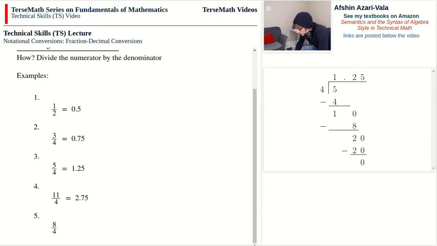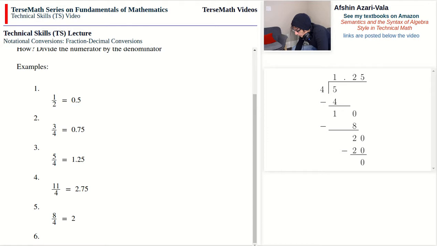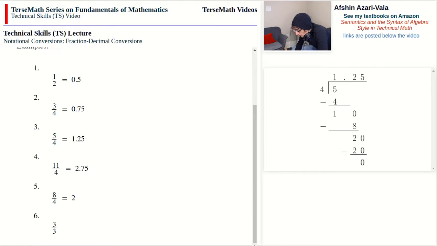Problem number 5. Sometimes there will be no decimal digits, or they will all be 0. If we try 8/4, we would divide 8 by 4, and that would give us just a 2. And of course, you may end up with 1, such as in 3/3. If we divide 3 by 3, we get 1. So these are 2 examples when you don't have to go into decimal digits, because the division ends by the time we get to the decimal point.